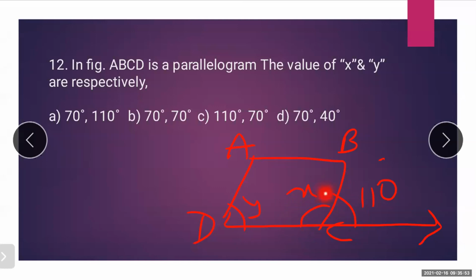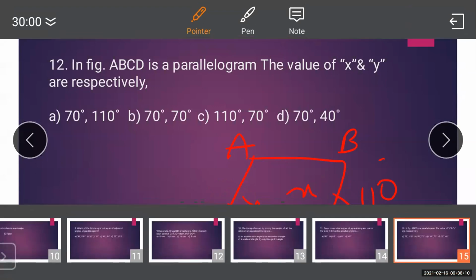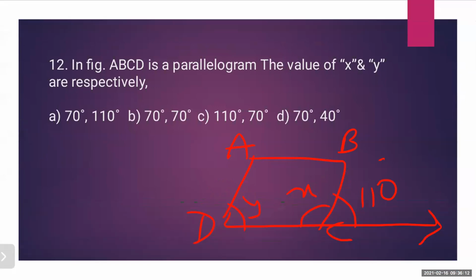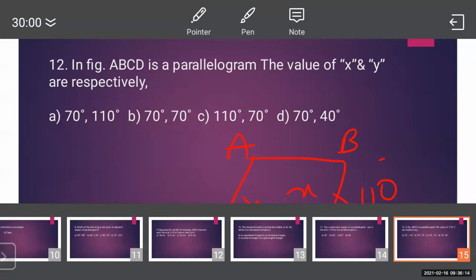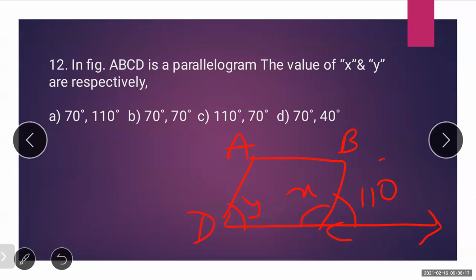So if this angle is 70 degrees, and you know that angle C and D are adjacent angles, then if this is 70, it has to be 110. Why? Because x and y are adjacent angles of a parallelogram. Now you got the angle x as 70 degrees, and angle y will be 110 degrees.